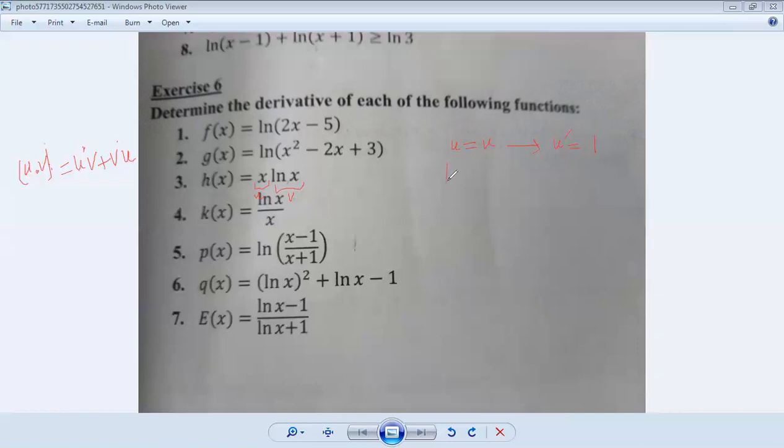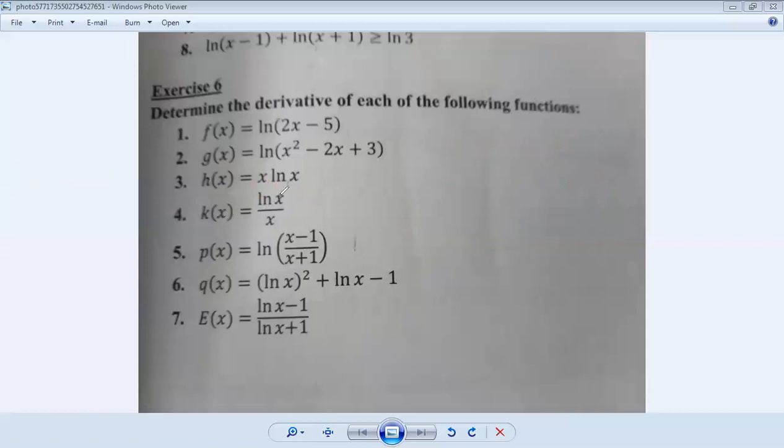If v equals ln of x, then v prime is equal to the derivative of ln x, which is 1 over x. Then u prime v is 1 times ln x, which is ln x, plus v prime u, x times 1 over x, which is x divided by x, so you get 1. So the derivative of x ln x is ln x plus 1.